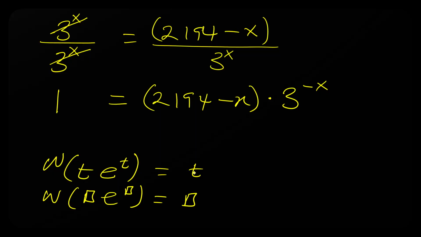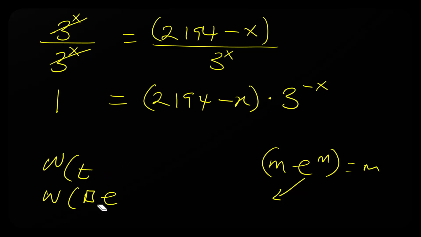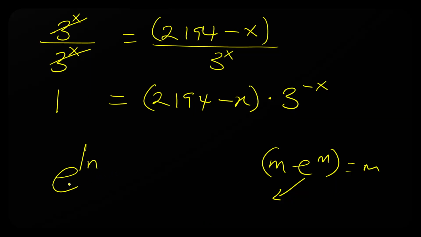Let's go again. m times e raised to m. When we take W function, we get m. So in all, we have to introduce this natural log function here, the e here. And there is one property we need to understand before we introduce that. Anytime you have e raised to ln of something, the answer is that thing.